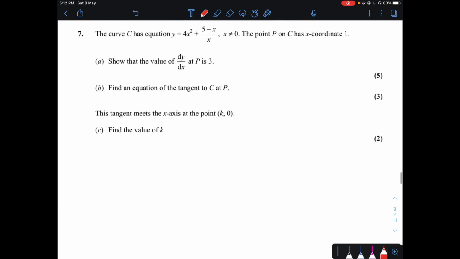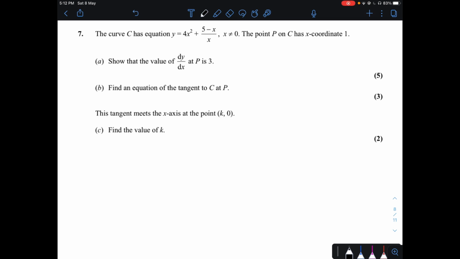Move on to question number 7. So, question number 7. The curve C has the equation y equals 4x squared plus (5 minus x) divided by x, where x cannot equal 0. The point P on C has x coordinate 1. Show that the value of dy over dx at P is 3.